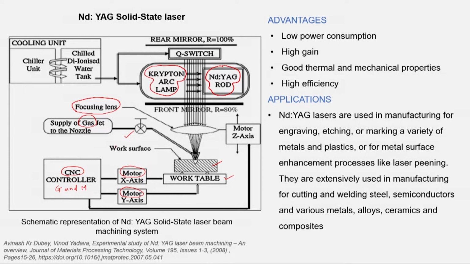Now, when we apply very high arc lamp intense radiations on the Nd:YAG rod, the temperature of the entire system would be very high. So, to control the temperature of the entire system, we are using a chilled deionized water tank. This is a heat exchanger, and it is used to control the temperature of the entire system, so that we can work in a safe mode.